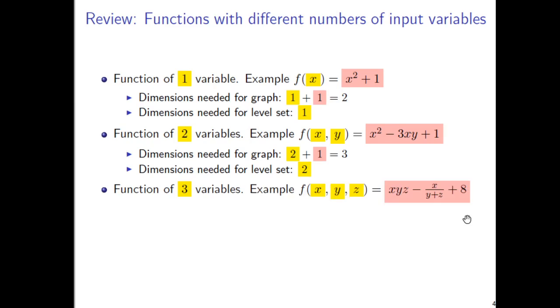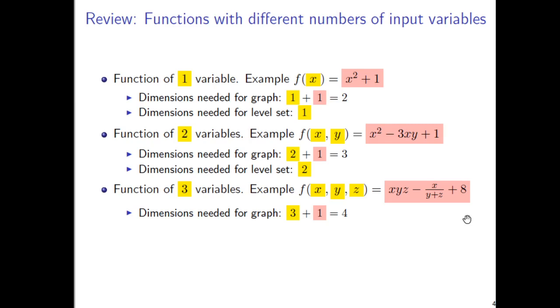Then you have functions of three variables. For example, f of x comma y comma z equals xyz minus x over y plus z plus 8. And if you need to graph this, the graph is going to require four-dimensional graph paper. Three input dimensions, three axes for the inputs x, y, and z, and then you need a fourth dimension, one more dimension necessary for the output.